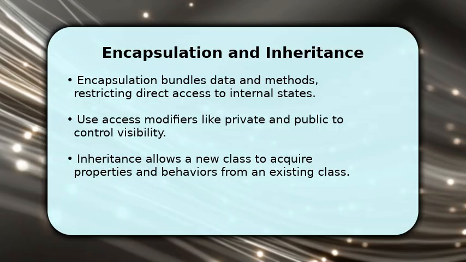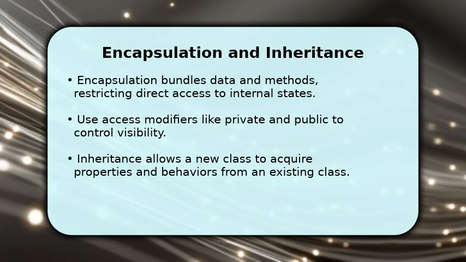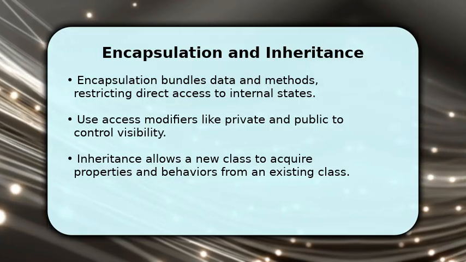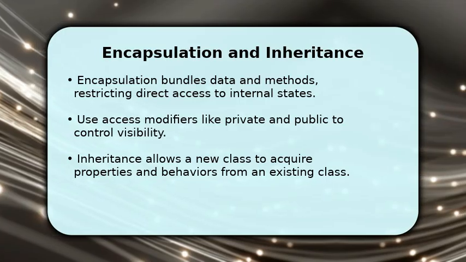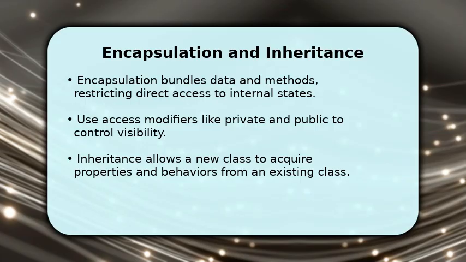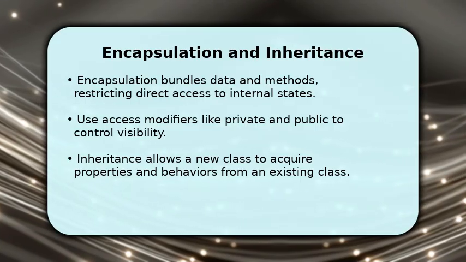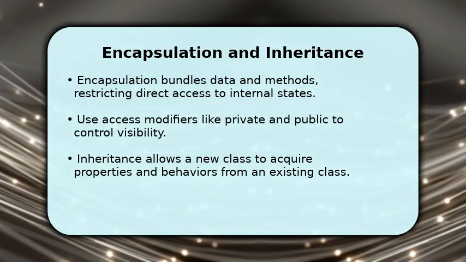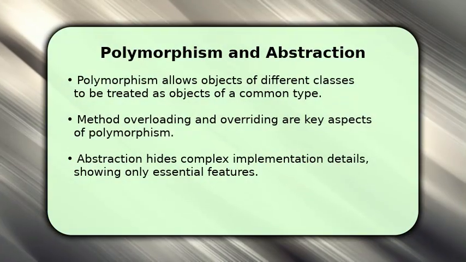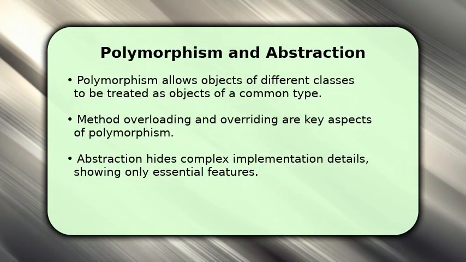It uses access modifiers such as private and public to control what parts of your code can interact with the data. Inheritance, on the other hand, enables code reuse. A new class can inherit fields and methods from an existing class, promoting a hierarchical structure and reducing redundancy in your projects. Now, let's explore polymorphism and abstraction.